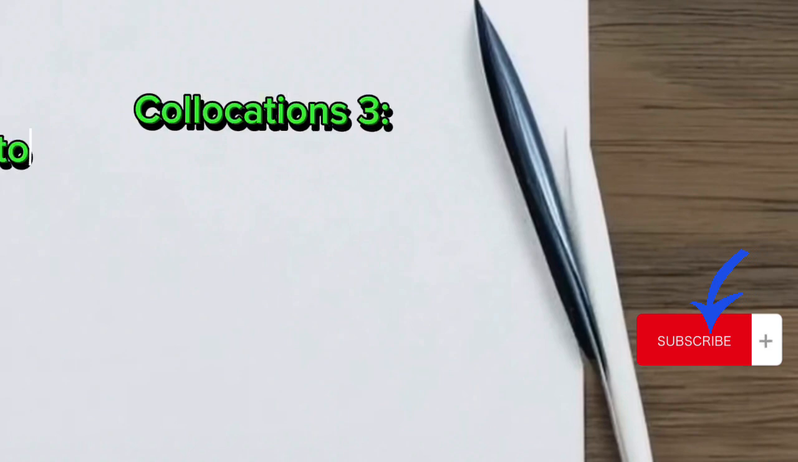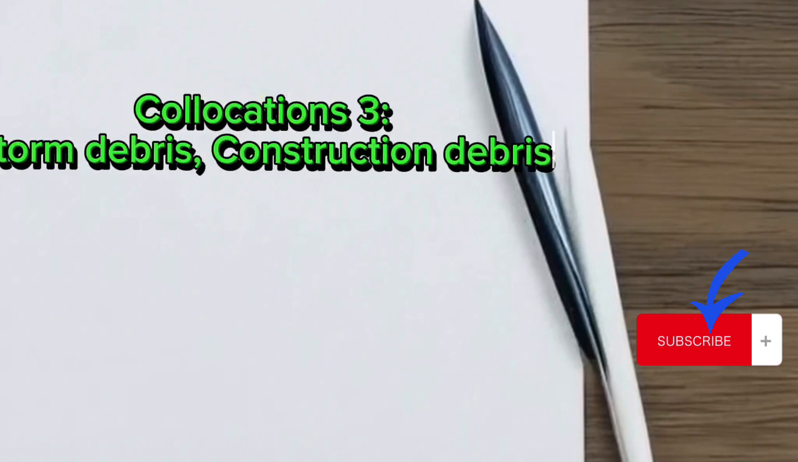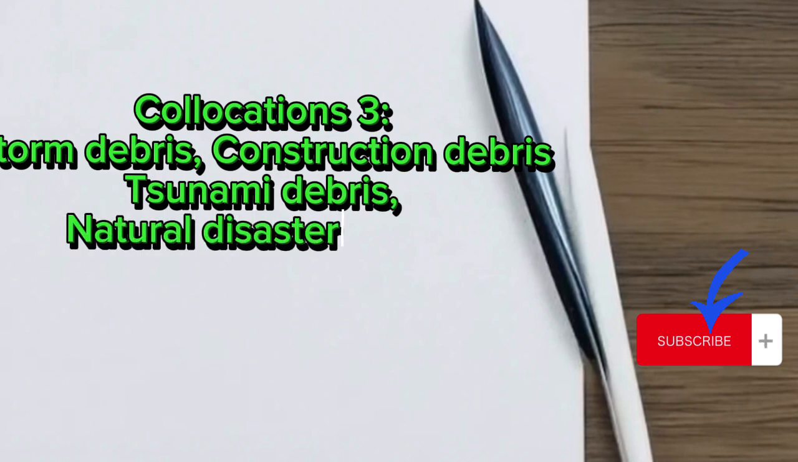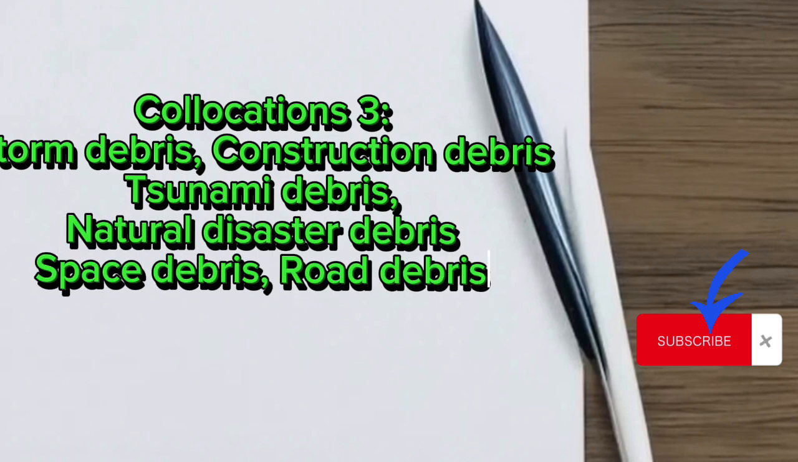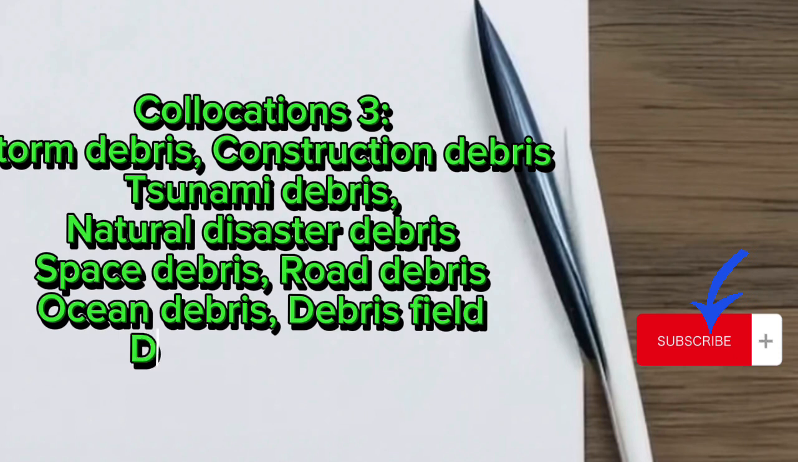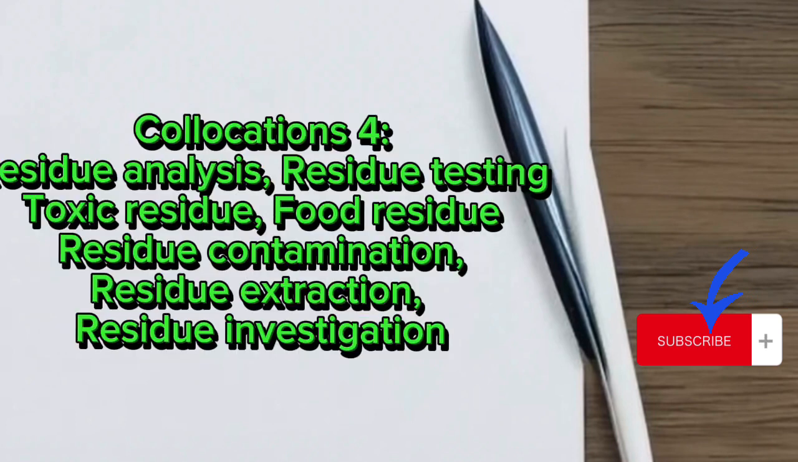Collocations 3. Storm debris, construction debris, tsunami debris, natural disaster debris, space debris, road debris, ocean debris, debris field, debris removal. Collocations 4. Residue analysis, residue testing, toxic residue, food residue, residue contamination, residue extraction, residue investigation.